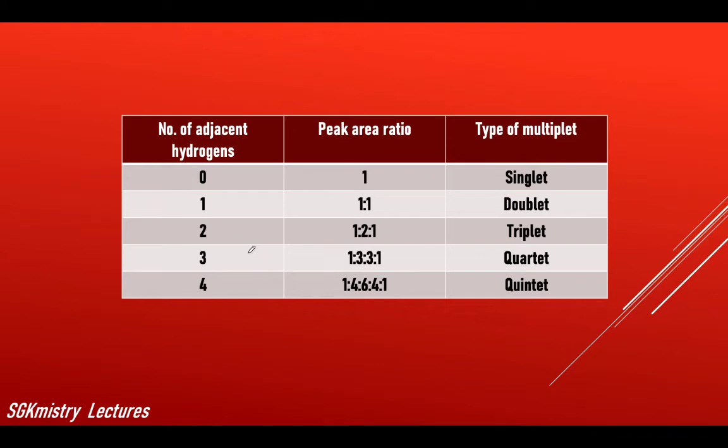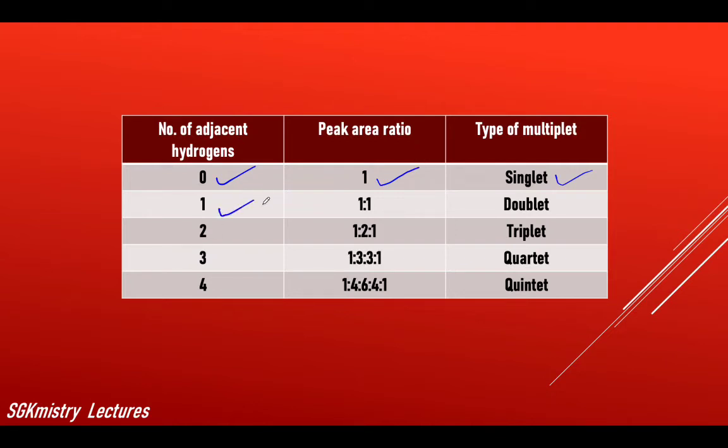So now how do we identify and how do we name these different split peaks? Suppose if the number of neighboring hydrogens is 0, then this will result in a single peak. We call it a singlet. And since it is only one peak, there is nothing called a ratio here. It is only 1. The intensity is 1.